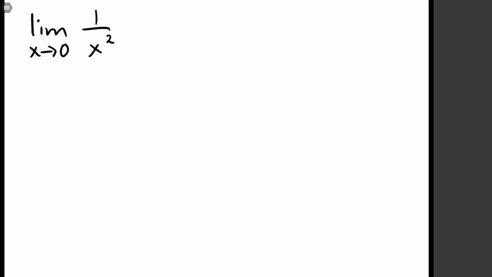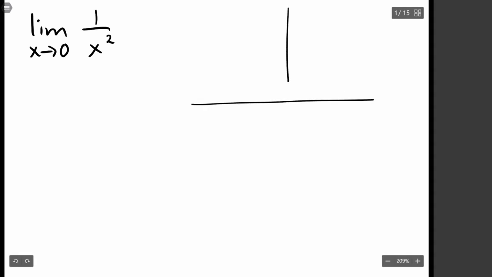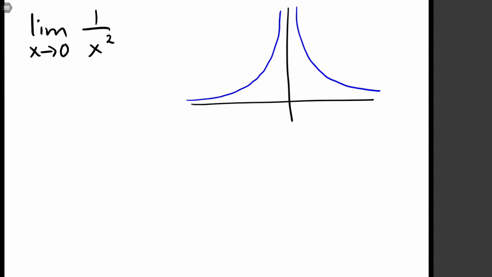So the graph of this function, 1 over x squared, looks something like this. We have something like this going on. So what do you think that means the limit as we approach 0 is going to be? What could we say about this function? What does it look like the values of this function are doing?